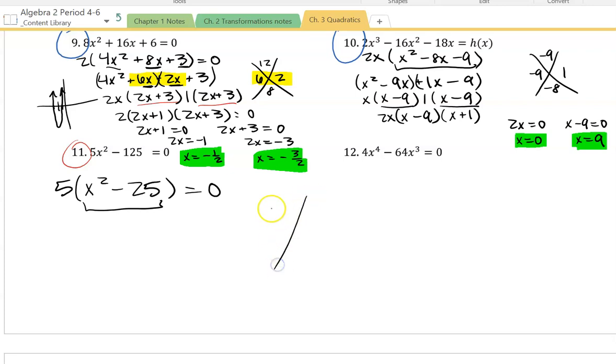So basically you're trying to figure out what are two numbers that multiply to get A times C. A is 1, C is negative 25, so we need two numbers that multiply to get negative 25 but add to get 0. If there's no b term, then we can assume b is 0, because we don't see it. All right, so two numbers that multiply to get negative 25 but add to get 0 would be negative 5 and 5.